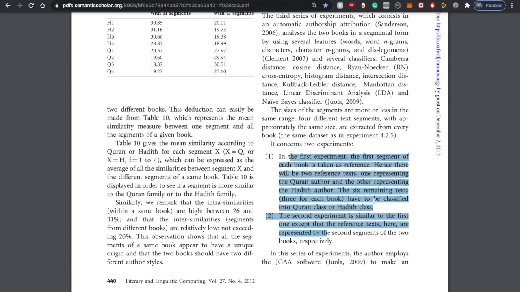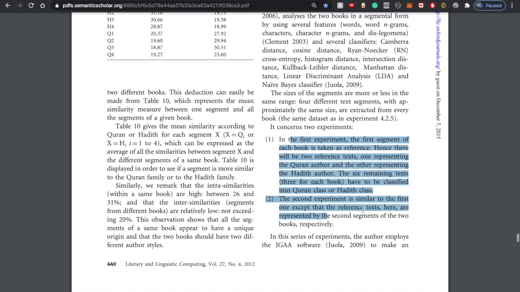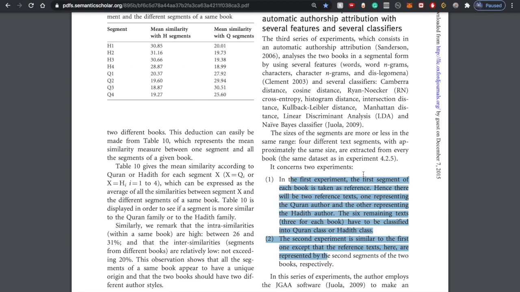Basically, you've got Q1, Q2, Q3, Q4, right? So you would take Q1 and use it as a reference. Then you would apply many different tests to it. And then you would look at Q2, Q3, Q4 and see, does it match up with Q1? Is it the same author? And then you would look at H2, H3, and H4 and see, does it belong to the author who wrote Q1? Similarly, you would take H1 as a reference, and see if H2, H3, and H4 belong to H1. And similarly, do Q2, Q3, Q4 belong to H1? So this is what's going on. Again, you can pause the video and read this if you don't understand.